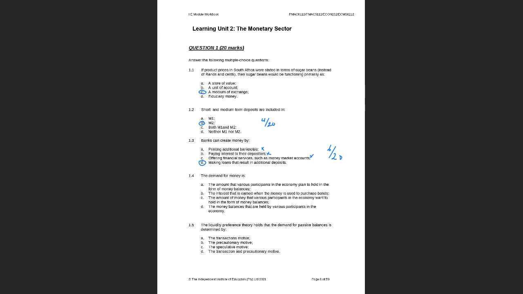The demand for money is, I like this one. A, the amount that various participants in the economy plan to hold in the form of money balances. B, the interest that is earned when the money is used to purchase bonds. C, the amount of money that various participants in the economy want to hold in the form of money balances. And D, the money balances that are held by various participants in the economy. Let's go. Could it be A, B, C, or D?